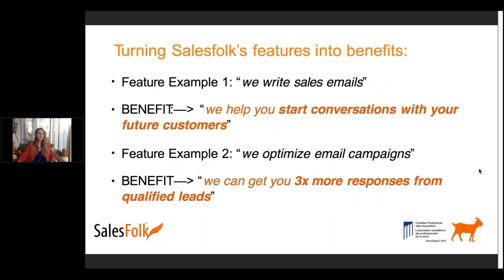So if we were going to turn SalesFolk's features into benefits, for a feature, we write sales emails. In order to turn that into a benefit, we would instead say something like, we help you start conversations with your future customers, because that is a goal of our customers. And also, that's positive, that's a benefit. The second feature, we optimize email campaigns, can be turned into a benefit by saying something like, we can get you 3x more responses from qualified leads.